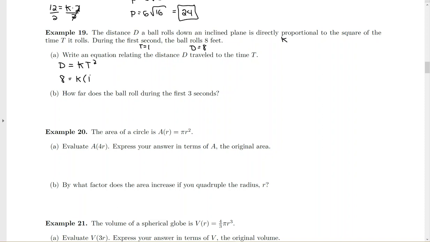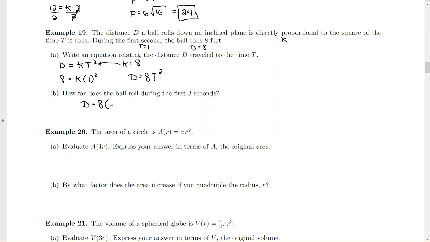K times 1 squared. Well, that's not going to be too exciting because 1 squared is just 1. So k equals 8. So then plug that back in to get your equation. D equals 8t squared. From here, we're going to use that to answer part B. How far, so we're looking for distance, does the ball roll during the first 3 seconds? So your t is 3.